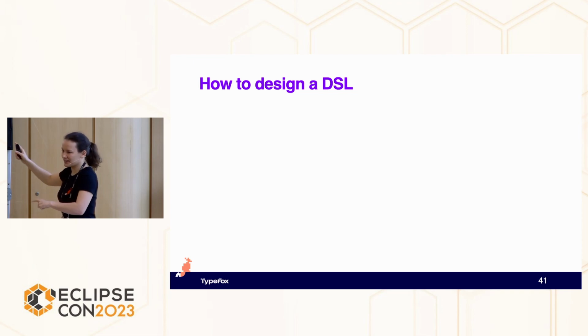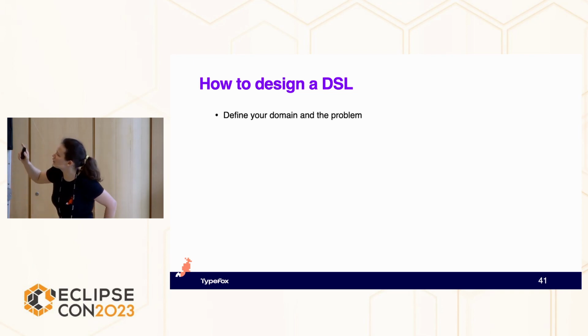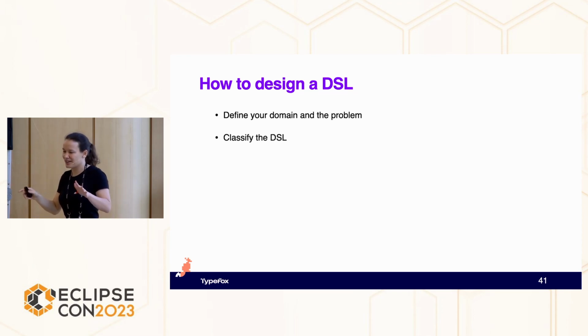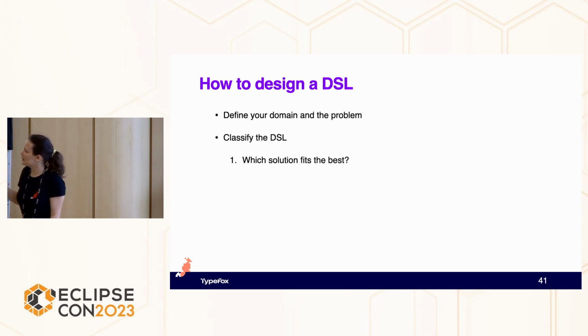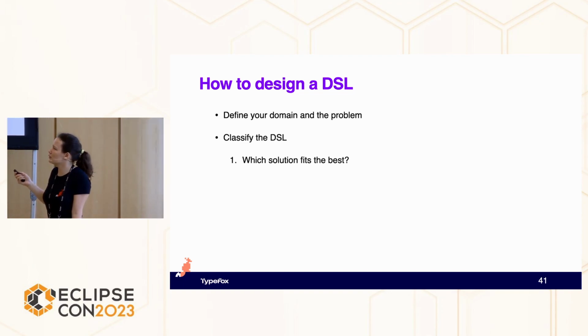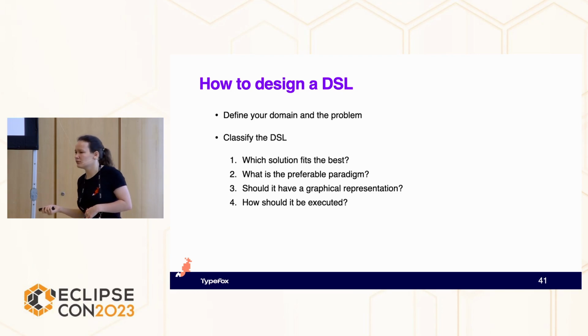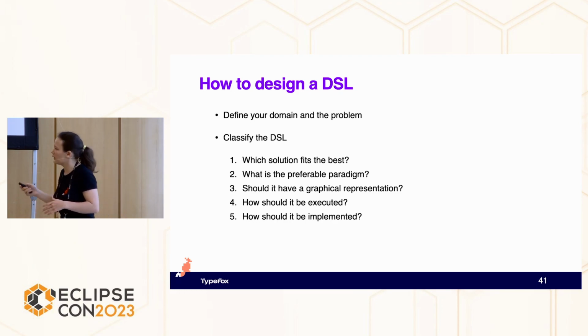That's a concrete guide for what you should do. So the first thing, you should define your domain and the problem. The second thing, you should classify the DSL by all these classifications that we discussed, in this order that I put, because it's really helpful. The third thing, you have to understand which solution fits the best, and what's the preferable paradigm that you need to use. Then you should think, do you need graphical representation, and then how should it be executed, and finally, how should it be implemented? Again, interpreted or transpiled.